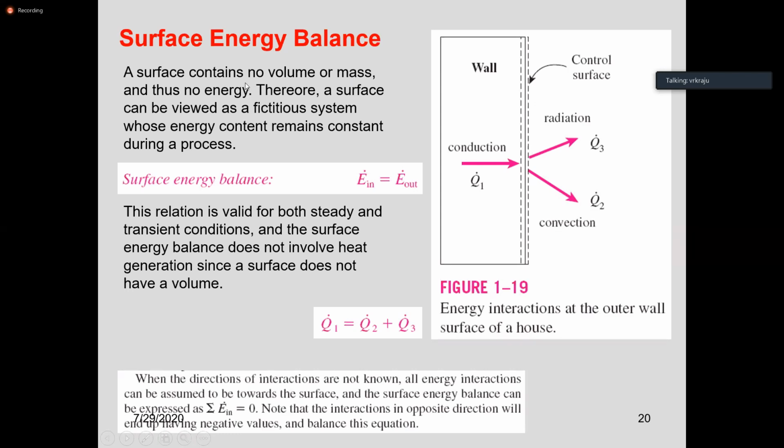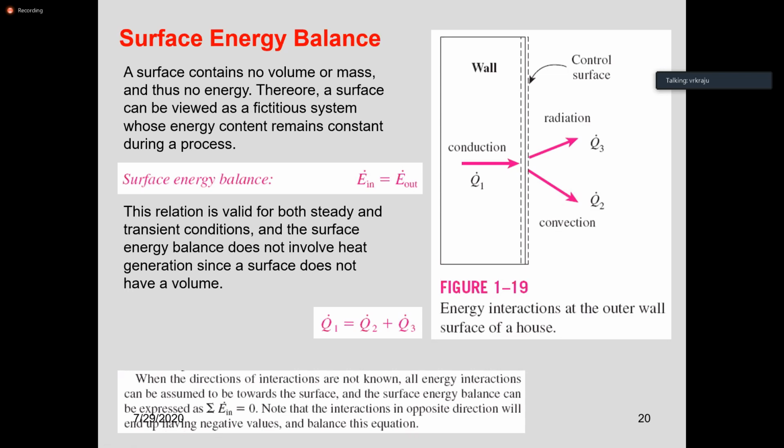A surface contains no volume or mass, that's why there is no question of accumulation or liberation of energy from the surface itself. So the only possibility is whatever is coming, that has to go out, and thus no energy is associated with the boundary. Therefore a surface can be viewed as a fictitious system whose energy content remains constant during a process. So energy content won't change.